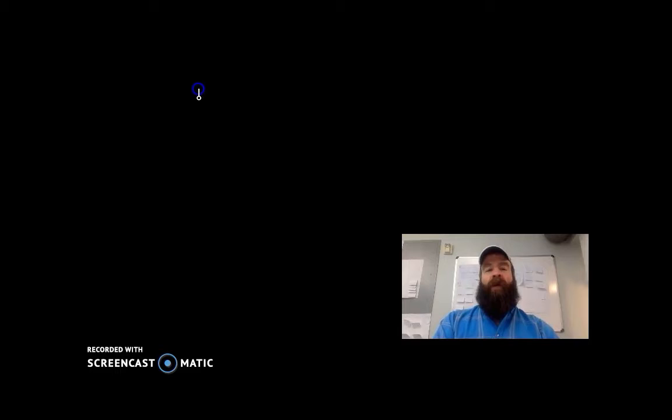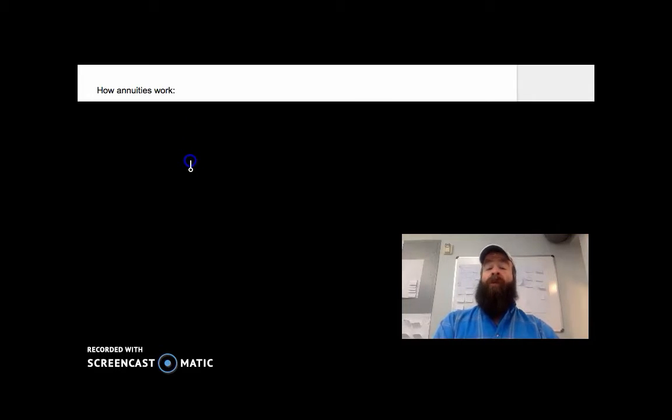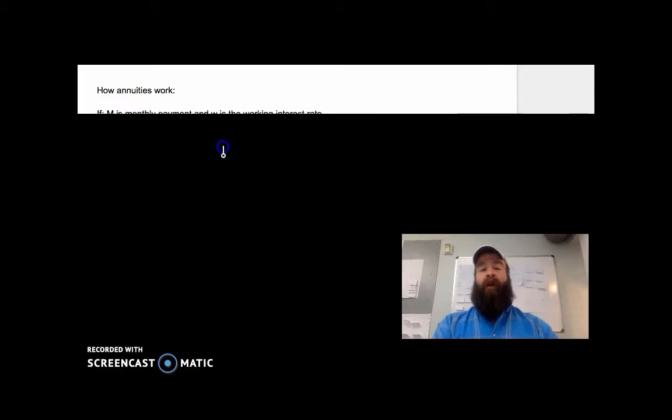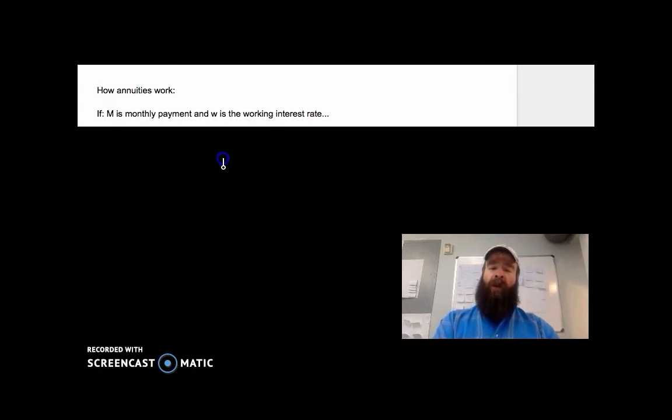So we're going to use that to derive a formula that will allow us to predict in the future what this annuity would be worth. So annuities, when you start them, you start by putting the first monthly payment in. So we're going to call M the amount of the monthly payment, and we're going to call W the working interest rate. Now the working interest rate, if you recall, we talked about this in class, is the APR, the annual percentage rate, divided into equal parts. Now in this case, since we're making monthly payments, that would be the APR divided by 12.